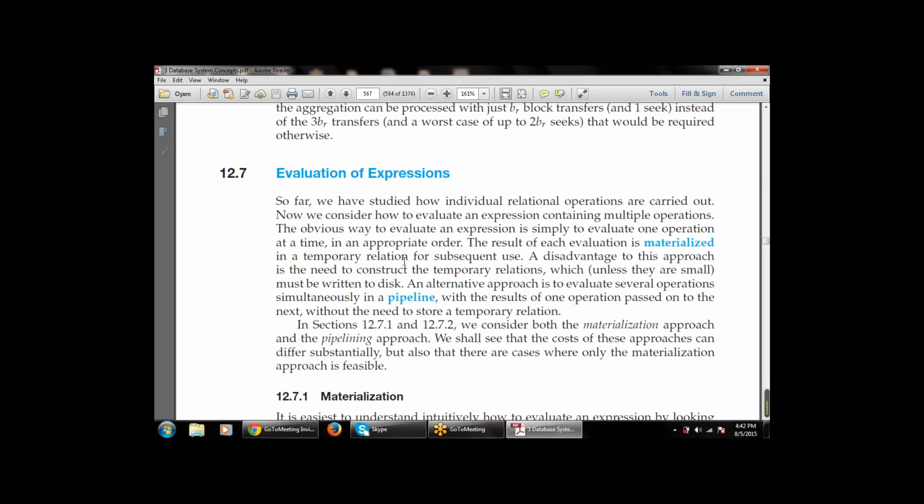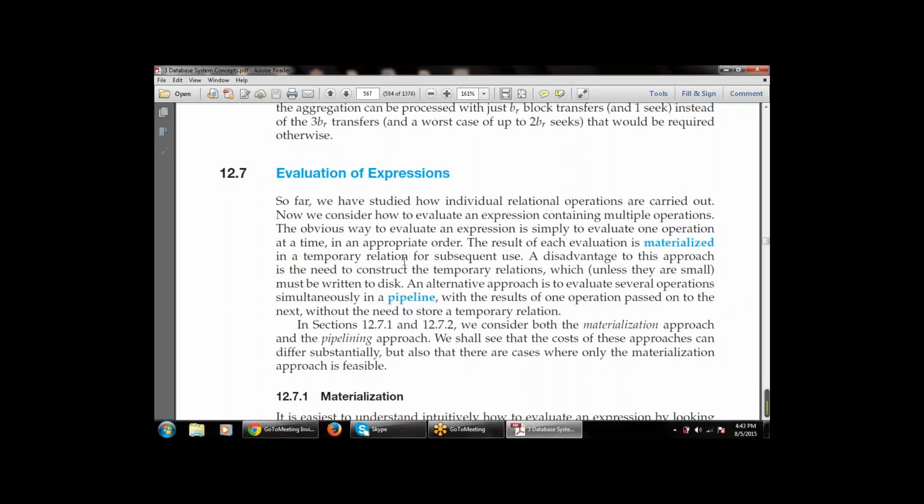The obvious way to evaluate an expression is simply to evaluate one operation at a time, in an appropriate order. That is, only one operation is evaluated or solved at one time. The result of each evaluation is materialized in a temporary relation for subsequent use. So when an operation is performed, the output is materialized, or stored, in a temporary relation for subsequent use.